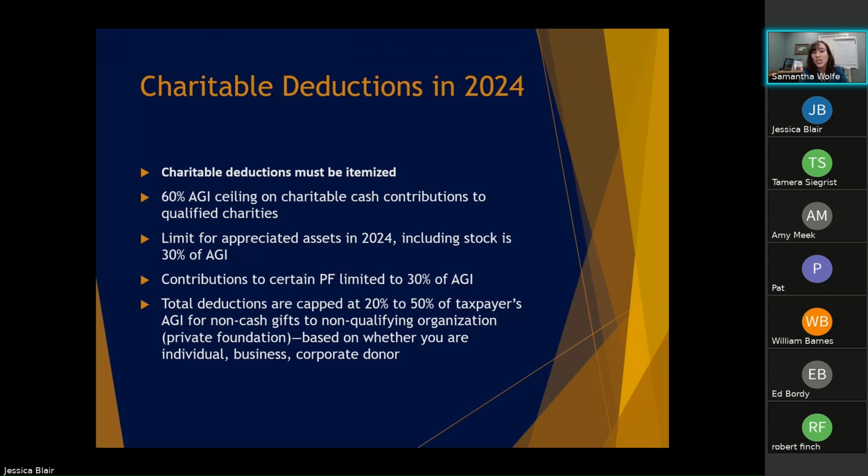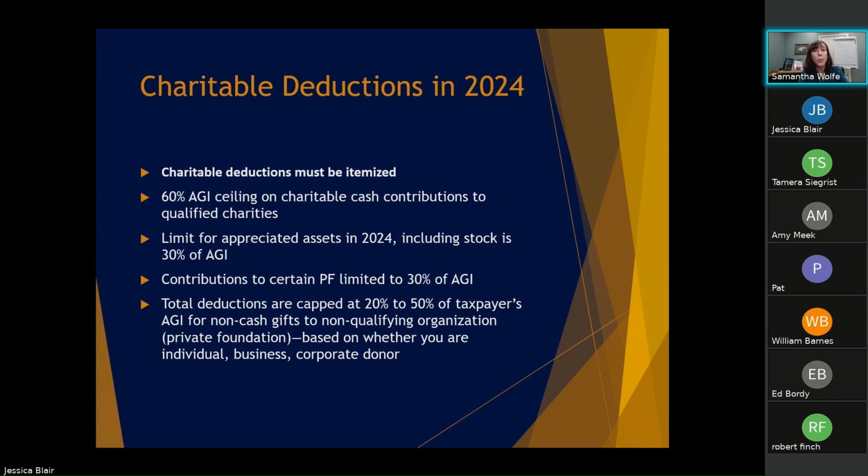So you can't take charitable deductions unless you are itemizing. Most of our clients use the standard deduction, so they're not actually able to itemize their deductions. But if you are able to itemize, you can take charitable deductions. There is a ceiling: 60% of your adjusted gross income on charitable cash contributions. That means that you can't deduct more than 60% of your adjusted gross income.